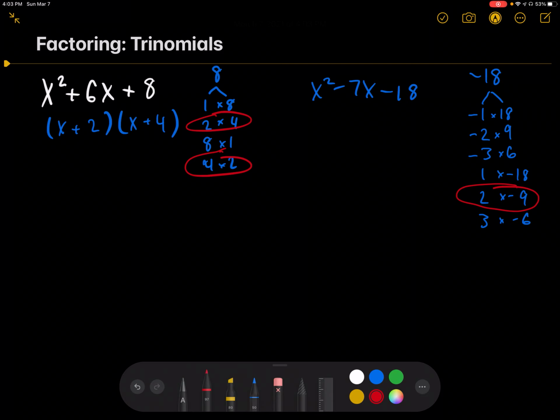Because if I said negative 9 plus 2, I would get negative 7. And that doesn't work for any of the other ones. Like if I did negative 3 and 6, I would get 3, and that's not negative 7. So we know it's going to be 2 and negative 9.